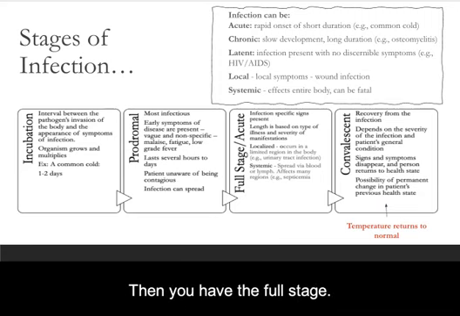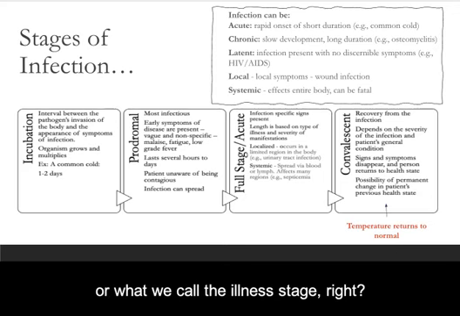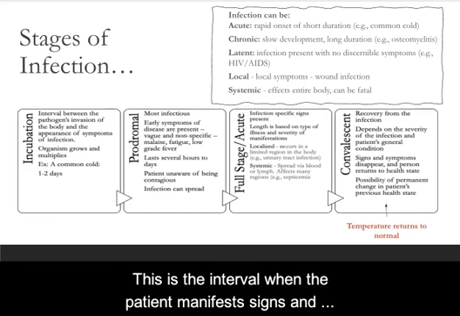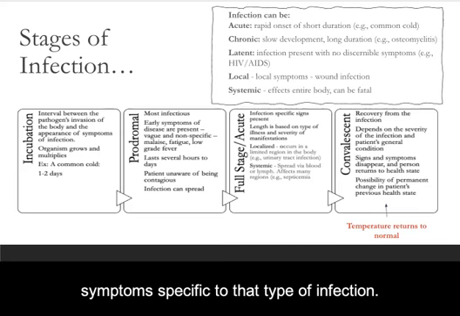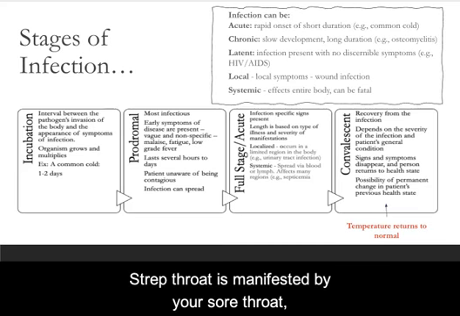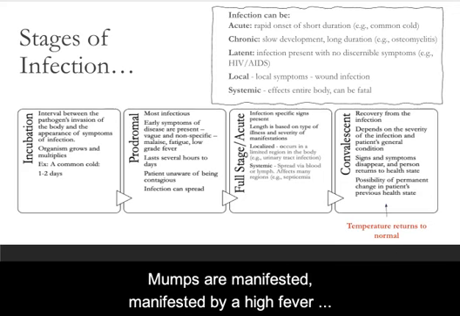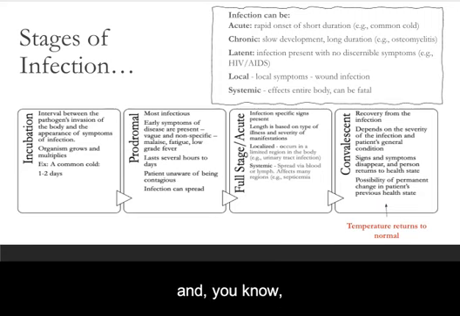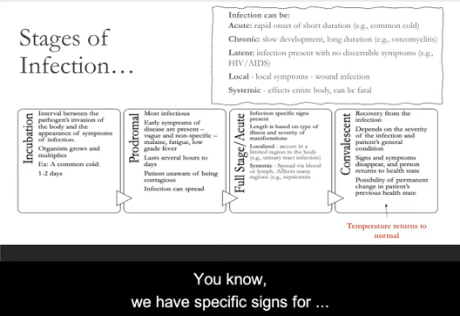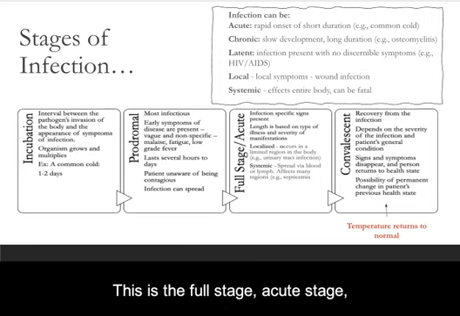Then you have the full stage, or the acute stage, or what we call the illness stage, right? This is the interval when the patient manifests signs and symptoms specific to that type of infection. For example, strep throat is manifested by a sore throat, pain and swelling. Mumps is manifested by a high fever and parotid gland swelling. For COVID, we have specific signs like coughing. So now you know that you're ill. This is the full stage, acute stage, and the symptoms are specific.